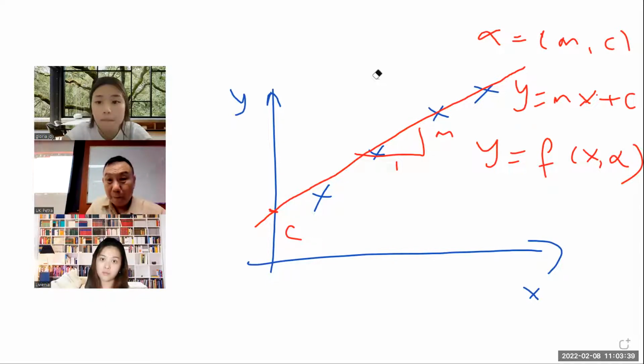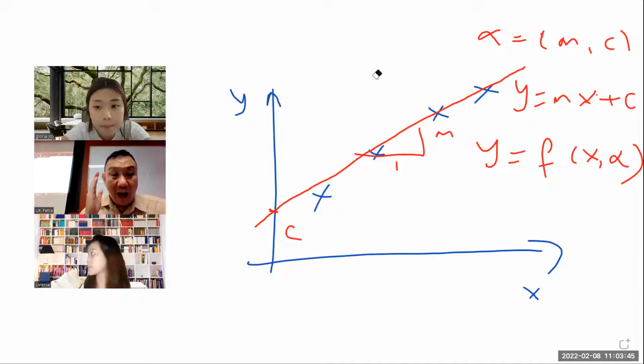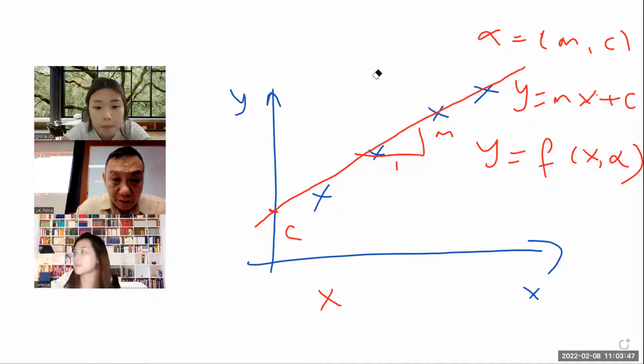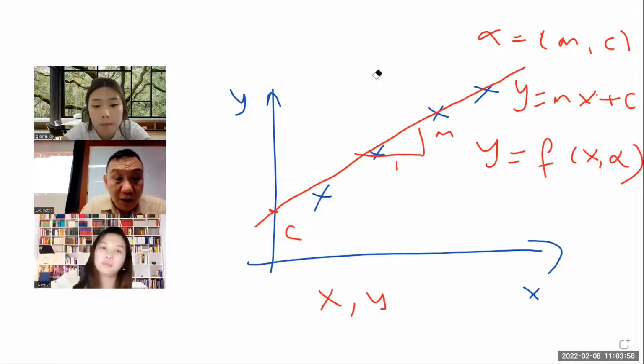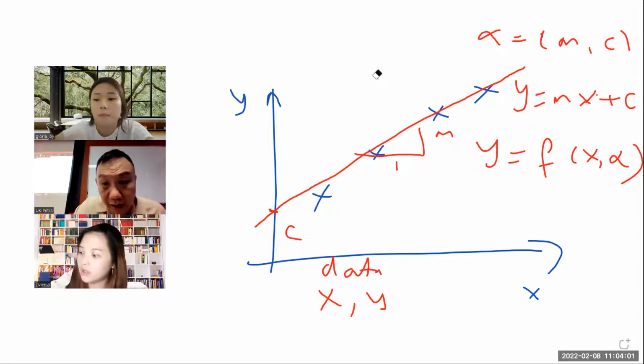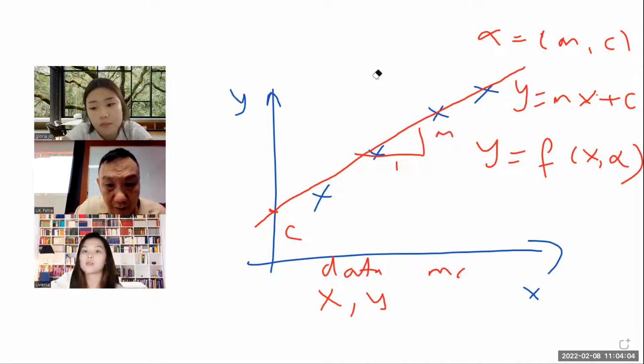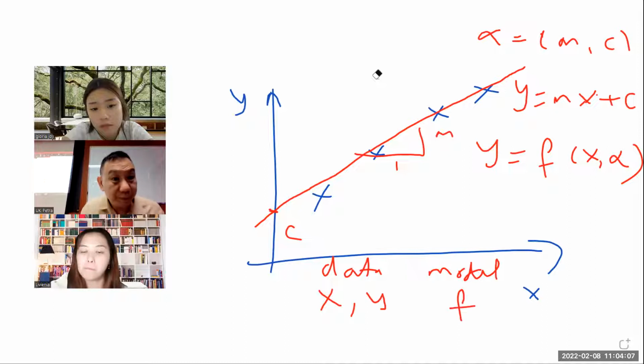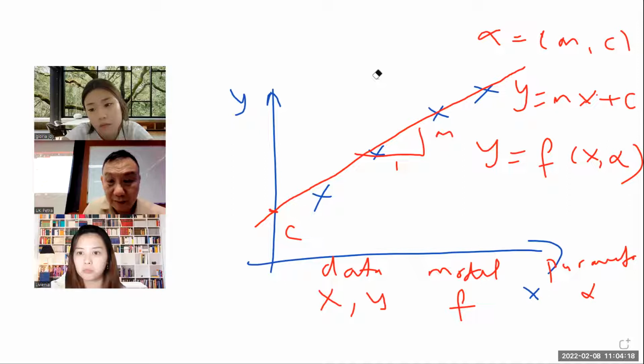Okay. So I have this model. I have my data point, which is x, which is my input, and y is my output. Right? From my input and output, which is data, and then I have my model. What is my model? F. And then I have parameter. What is my parameter? Alpha.